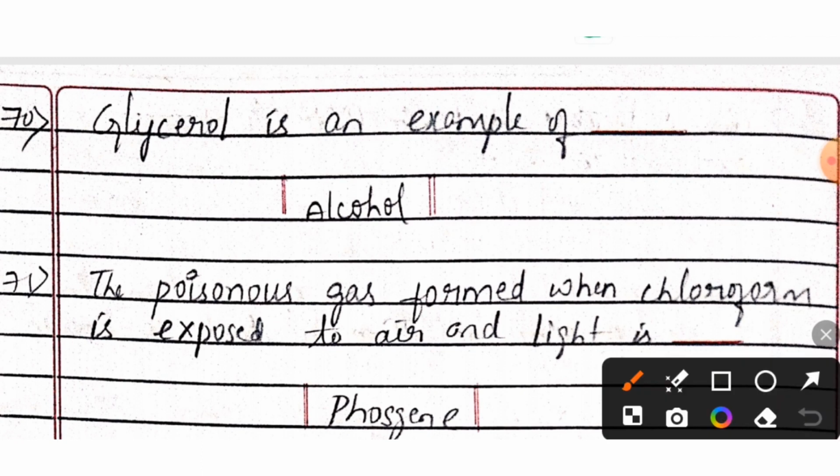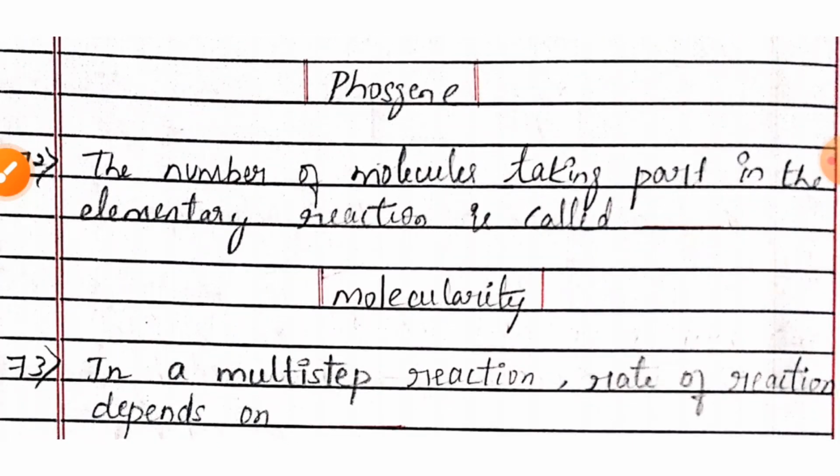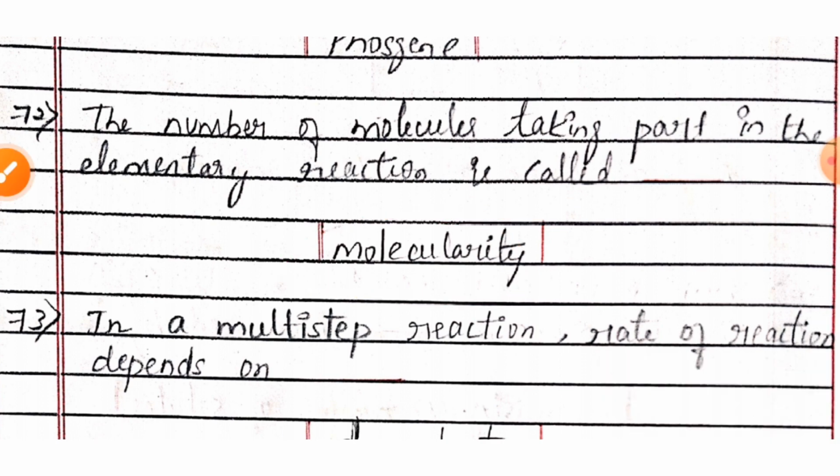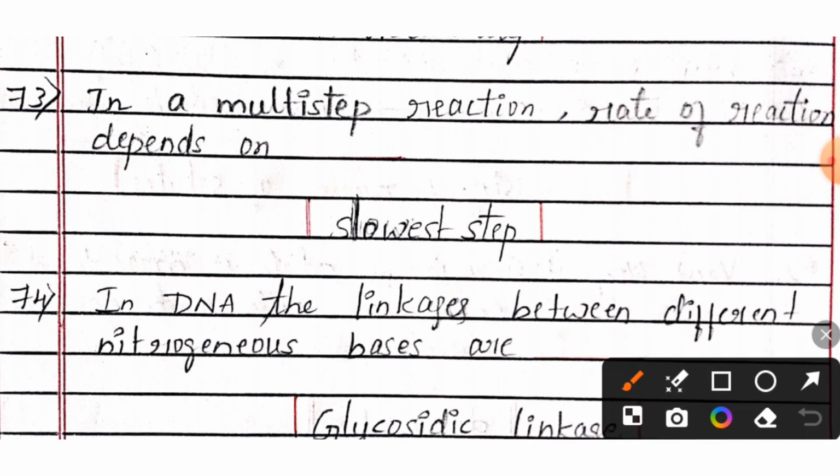Glycerol is an example of alcohol. The poisonous gas formed when chloroform is exposed to air and light is phosgene. The number of molecules taking part in the elementary reaction is called molecularity. In a multi-step reaction, rate of reaction depends on slowest step.